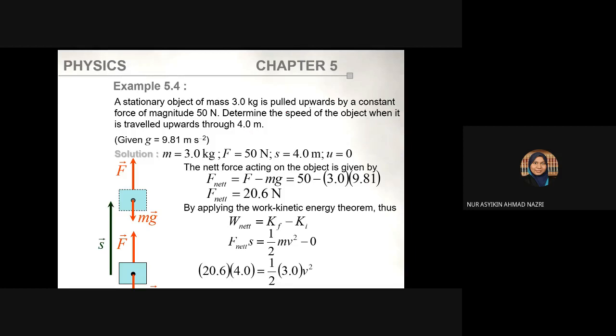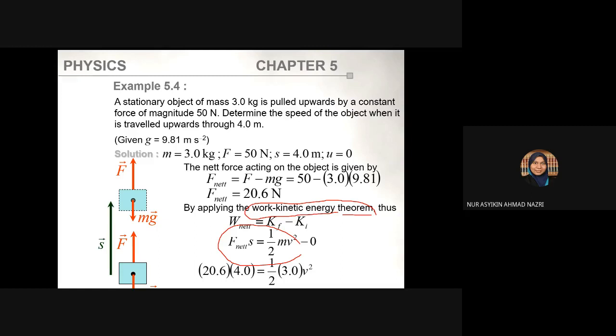Upward, pull upward. So initially that block is 0. So initial kinetic energy equal to 0. Then we can solve the velocity using this equation, using this theorem. Okay, if not mentioning that you need to use this theorem, then you may use the other way.